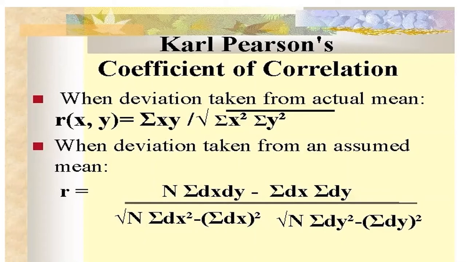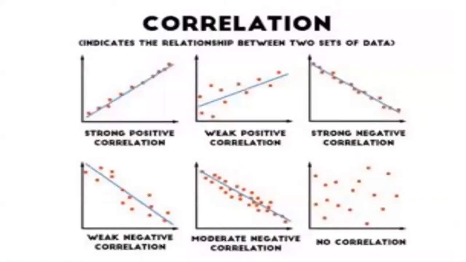When the deviations are taken from the assumed mean, we use this formula. Here R is equal to what? N summation dx dy minus summation dx into summation dy, the whole divided by the square root of [n summation dx square minus (summation dx) whole square] multiplied by [n summation dy square minus (summation dy) whole square]. So this is the whole formula of Pearson's correlation.